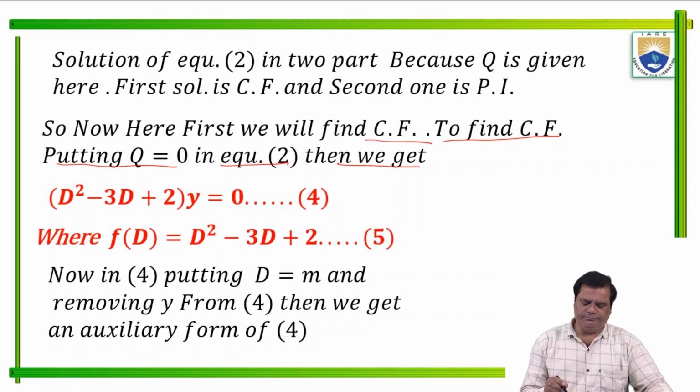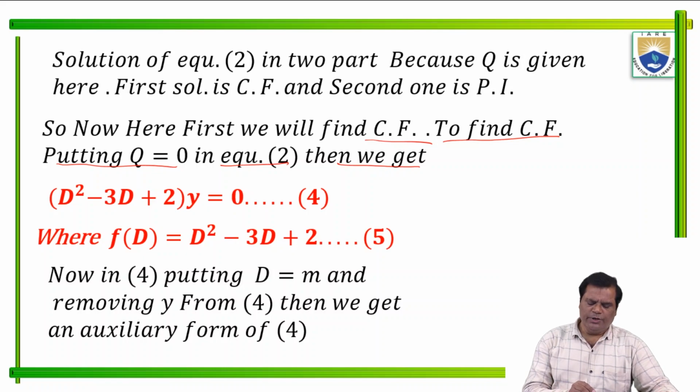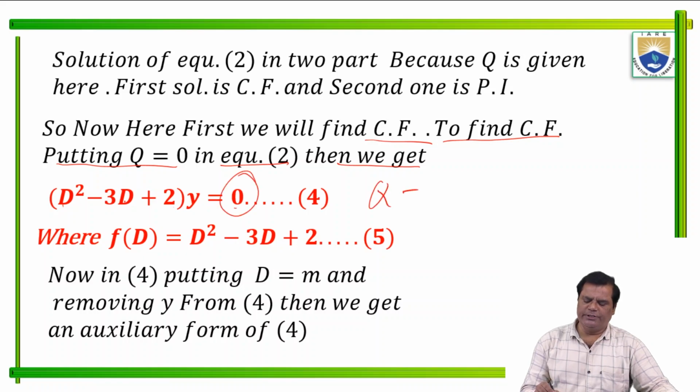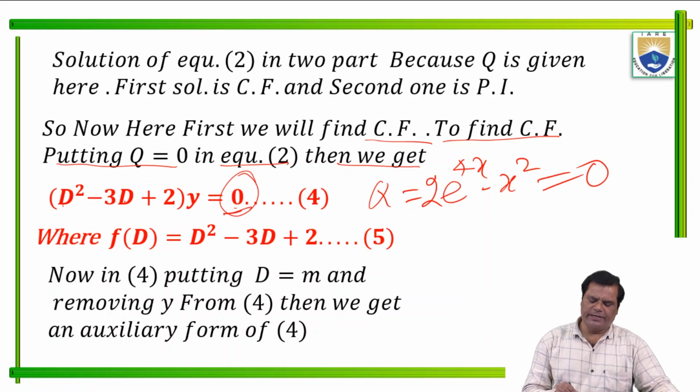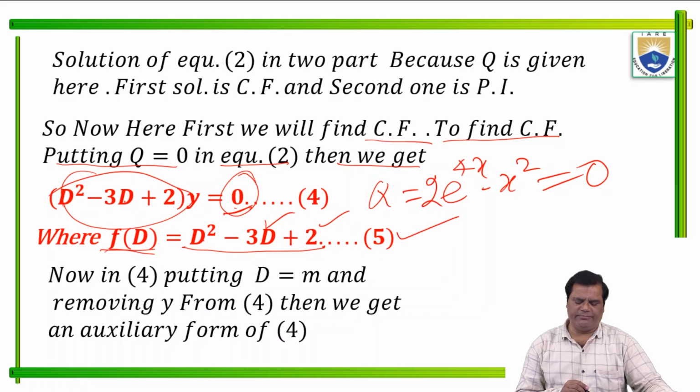So here D² - 3D + 2 = 0. Here we are taking Q as 0. Q is e^(4x) times x² times 2, and this result we are making 0. What is f(D)? f(D) is a function of D only. This result is f(D), so D² - 3D + 2 is equation 5.